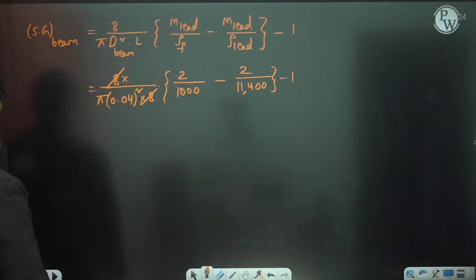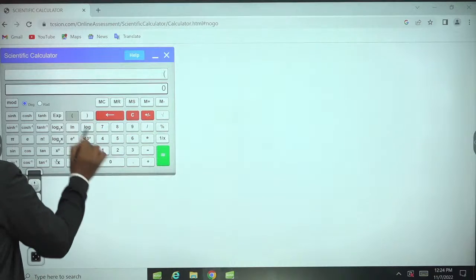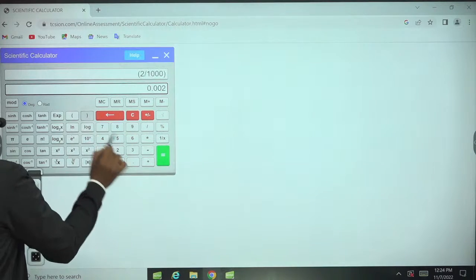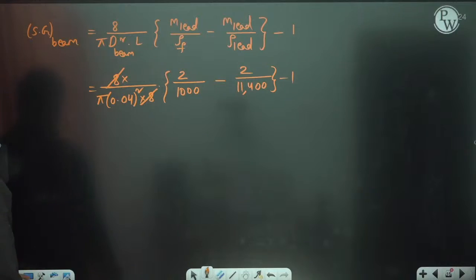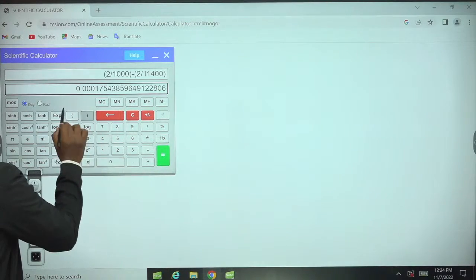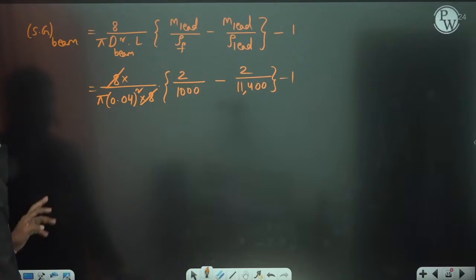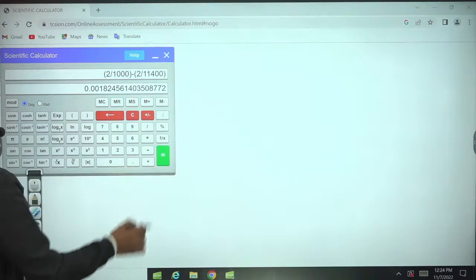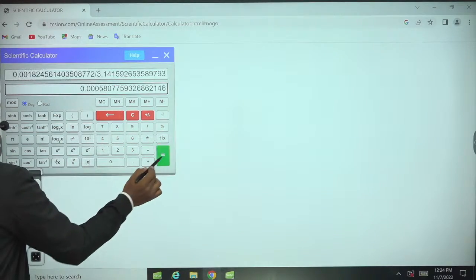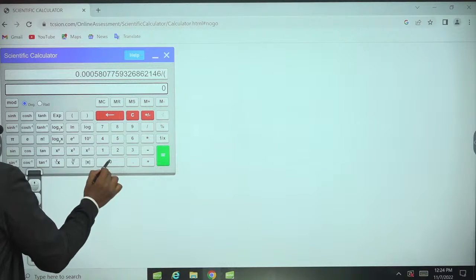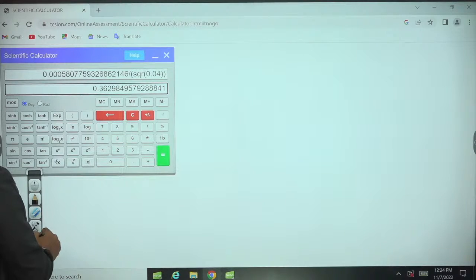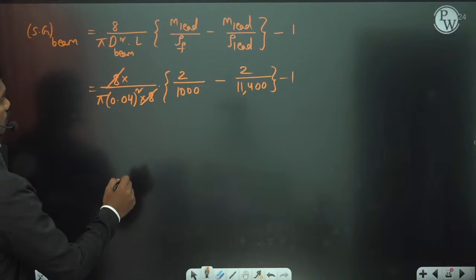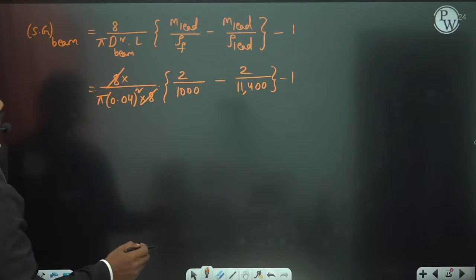If you simplify this expression once again, 2 by 1000 minus 2 by 11,400. This value divided by pi divided by 0.04 square. If you simplify, this is what you have. So this value you have to multiply with. Okay, so please check in the chat box. Is this clear?